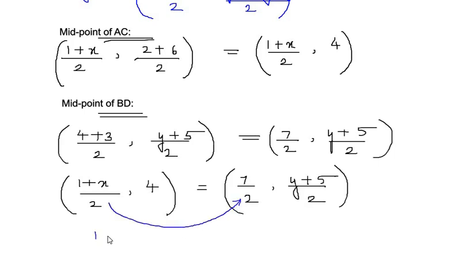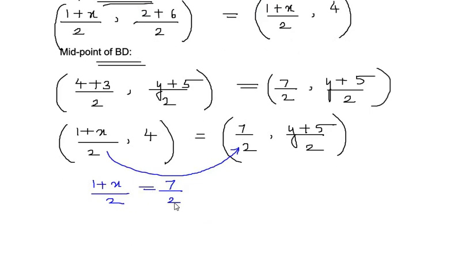So it is 1 plus x over 2 is equal to 7 over 2. Since we have the same denominator, we can cancel them off and we are left with 1 plus x equal to 7, or x is equal to 7 minus 1, which gives us 6. So this is the value of x.